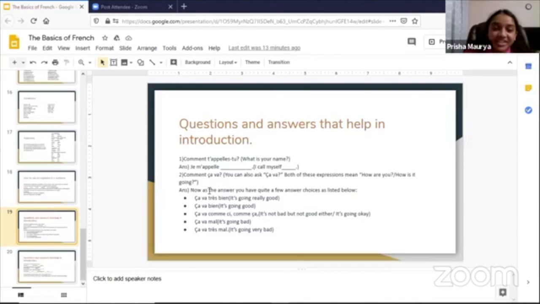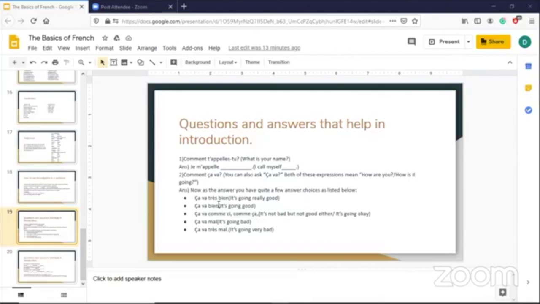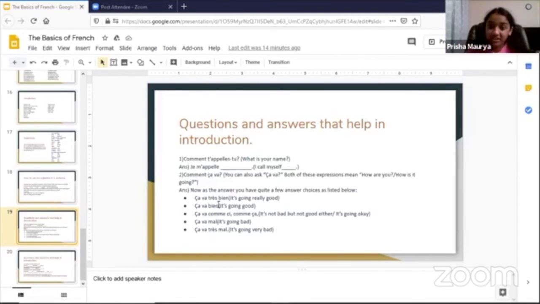The answer over here is actually you have a lot of answers, like it's going great, it's going bad, it's not going good, it's not going bad or good. You know how you have tons of answers for this question in English. Similarly, if you want to say it's going really, really good, you say ça va très bien. And if you want to say it's going good, you say ça va bien.